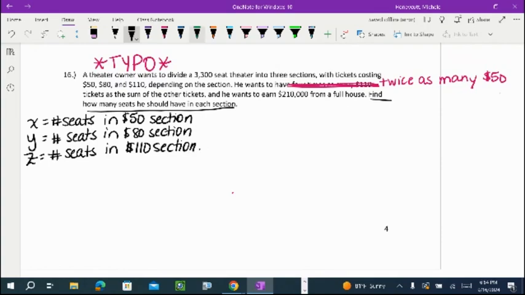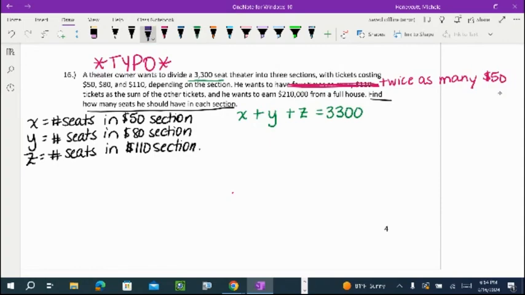So we have 3 variables. That means we need 3 equations. First of all, we know that there are 3,300 seats total. So if I take the number of seats in the $50 section plus the number of seats in the $80 section plus the number of seats in the $110 section, we get 3,300 seats.